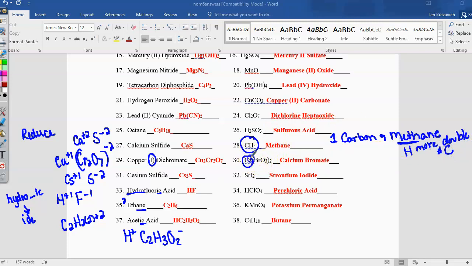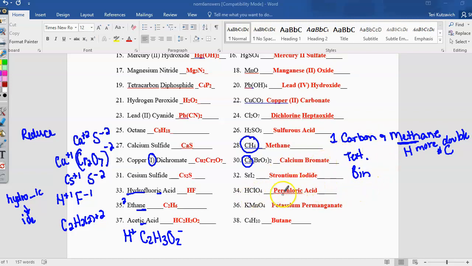This next one, calcium, it's a tertiary. That means anything that comes after the calcium has to be found on your polyatomic ion sheet. So it's calcium bromate. This next one's a binary, so it's just the element name, strontium, and the second element ends in ide, so iodide.